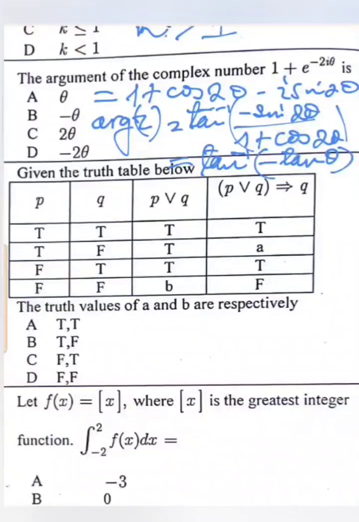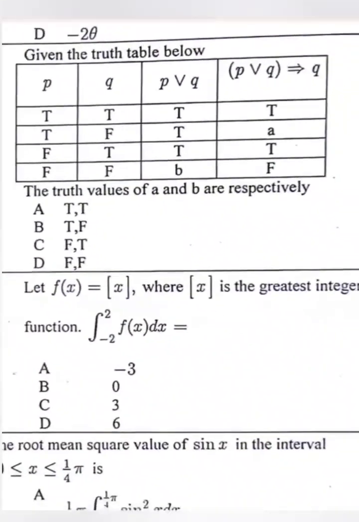So you can actually prove that sine 2 theta over 1 plus cos 2 theta is tan theta by using double angle identities. So this always gives tan theta. So the negative sign will be brought down, and from there we have that. And since the tangent function is an odd function, I can also write negative tan theta as the tangent of negative theta. So from here we have that tan inverse of tan negative theta would just be negative theta. So the argument is negative theta, which corresponds to option B.